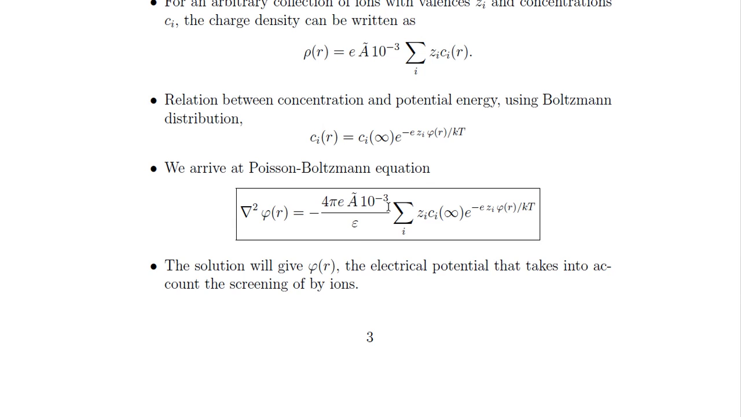using a math method or advanced method, we are going to get the electrical potential that takes into account the screening by ions. Okay, so we have this solution.